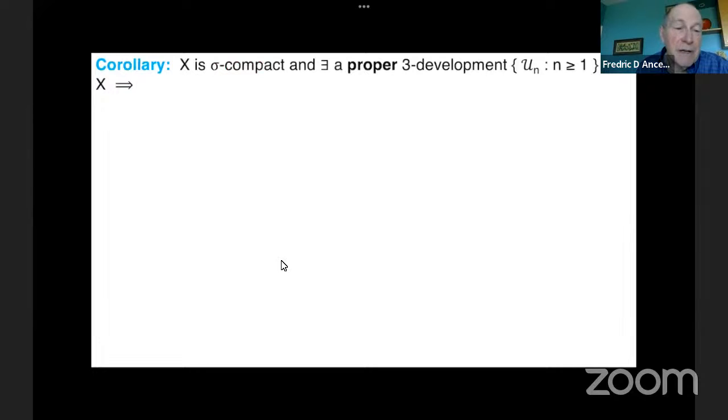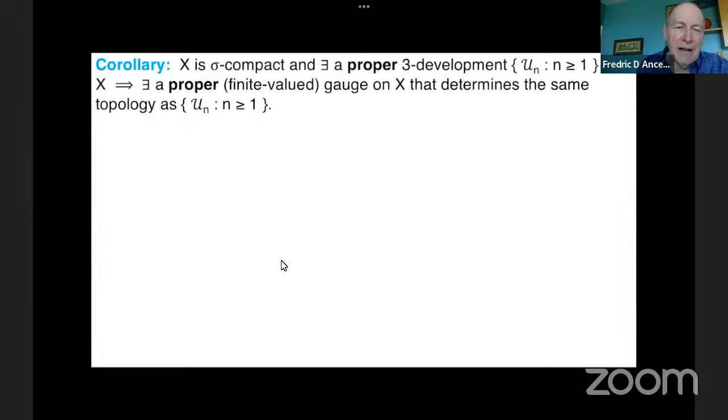And so the corollary is that if you are in a sigma compact space and you have a proper 3 development, then you apply all these ideas. You use the 3 development to get an infinity gauge, and then you take this bad tunnel system, and that allows you to come up with a proper finite value gauge that determines the topology.